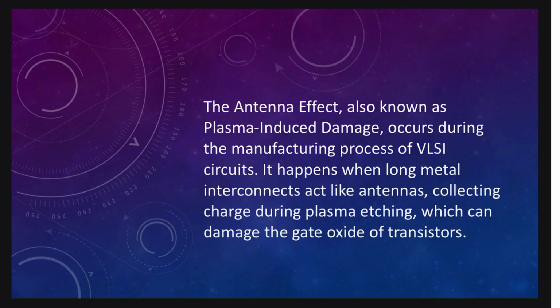So let's start. The antenna effect, also known as plasma induced damage, occurs during the manufacturing process of VLSI. It happens when a long metal interconnect acts like an antenna, collecting charge during plasma etching, which can damage the gate oxide of the transistor. So here I just want to give you a brief explanation about what the antenna ratio is.